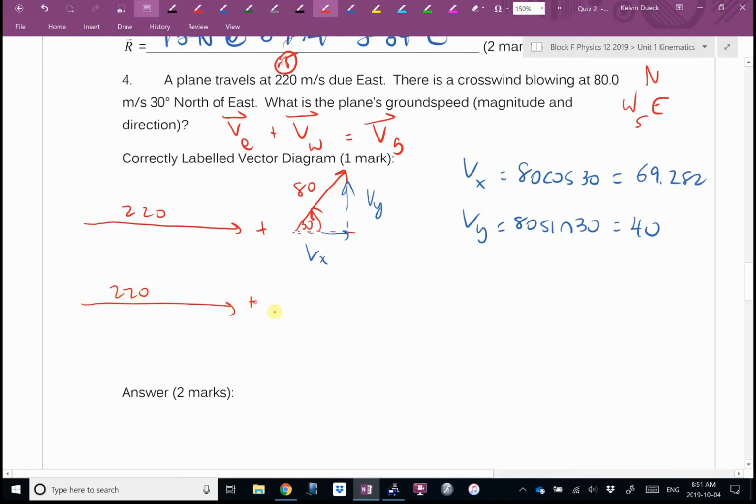220 plus 69.282 plus 40. How do we add three vectors together?